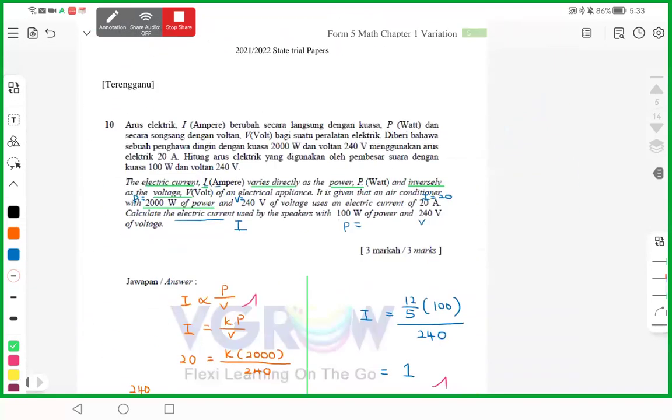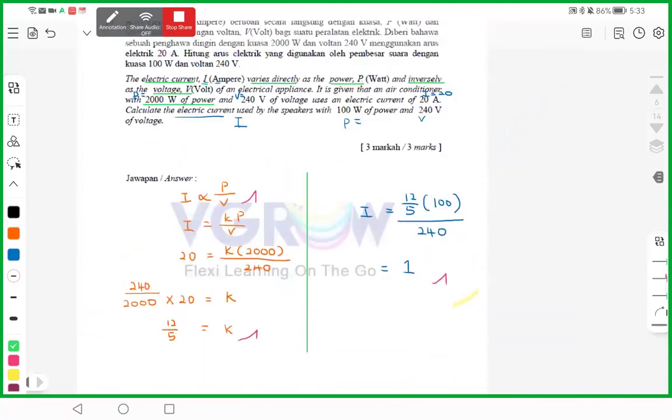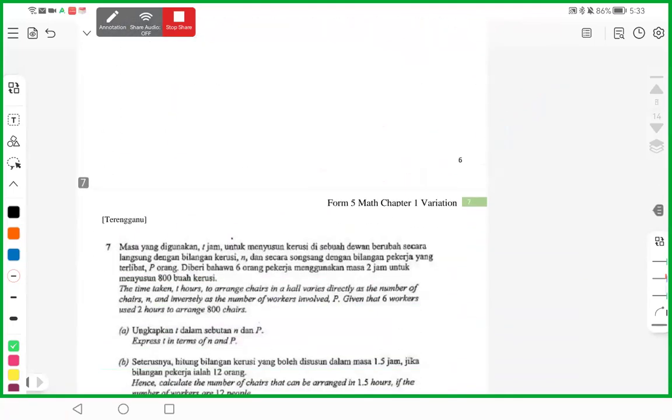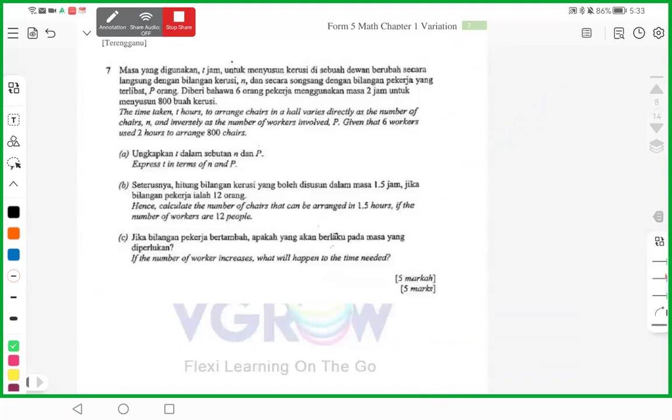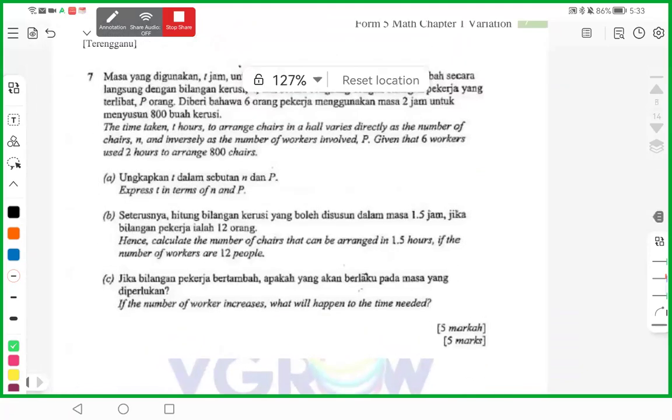Okay, so I think we have stopped somewhere. We'll just continue the exercise here from Terengganu one. Number 7. The time taken, T hours, to arrange chairs in the hall varies directly as the number of chairs n. That's how we find all the keywords. And inversely as the number of workers, P. Full stop. From the first sentence, we already have the info of the relation.